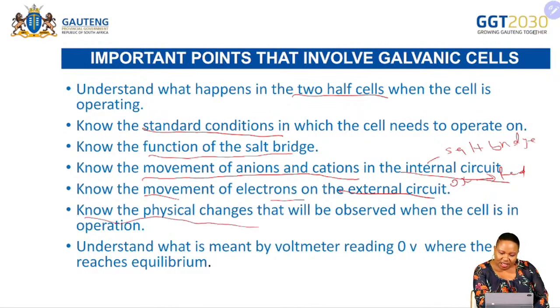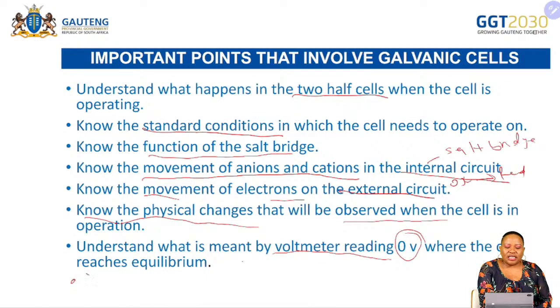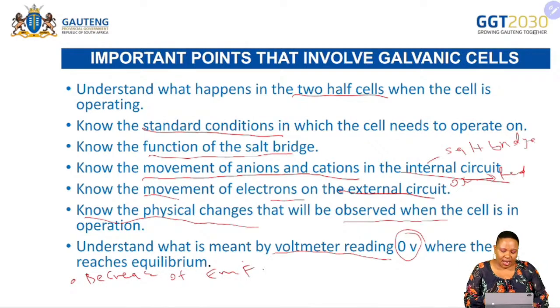Note the physical changes that occur when you observe each cell in operation. Understand the meaning of the voltmeter reading 0, where the cell reaches equilibrium, and also know the decrease. I think we also need to know the decrease of the EMF, what makes the EMF value decrease in each reaction which is in operation.